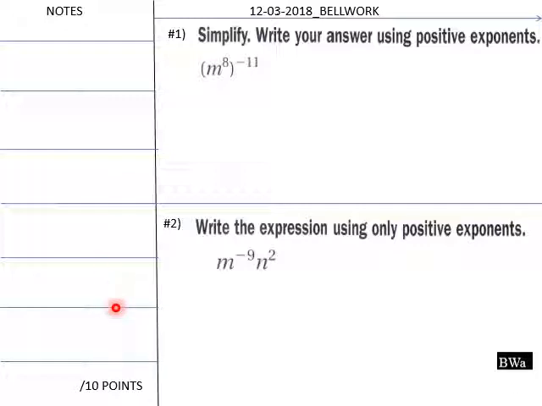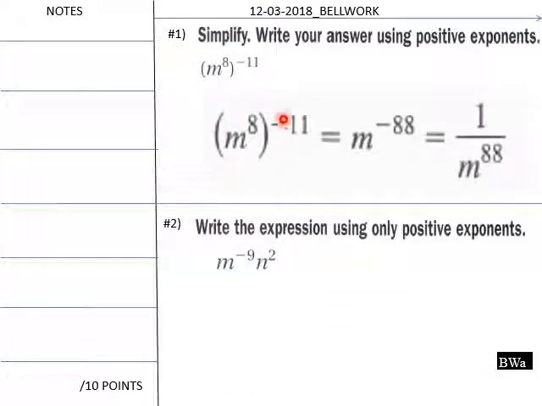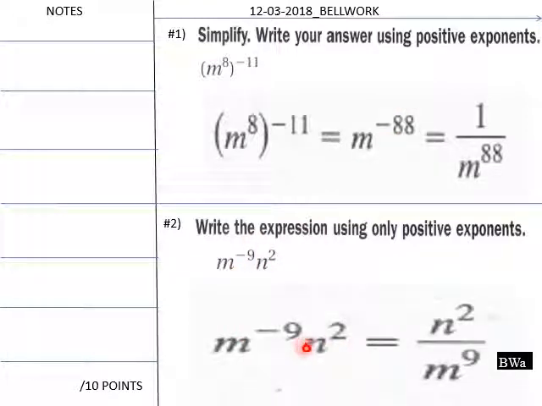Okay, welcome back for our solutions for today's bell work. Here is number 1. You have m to the negative 8th, and so we reciprocate that. And then down here, what do we have, students? m to the negative 9 n squared. We have n squared in the numerator, then m to the 9th power in the denominator, because of the negative exponent, we reciprocate.